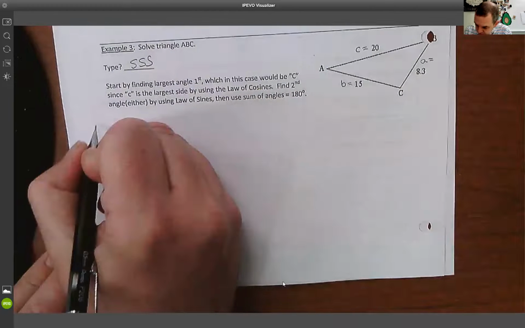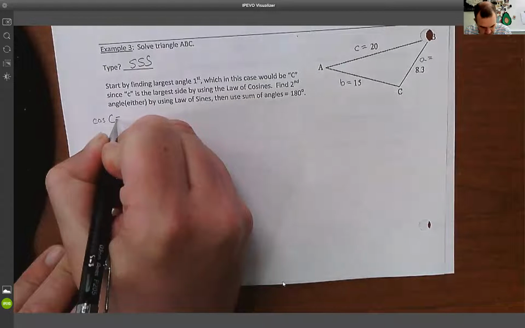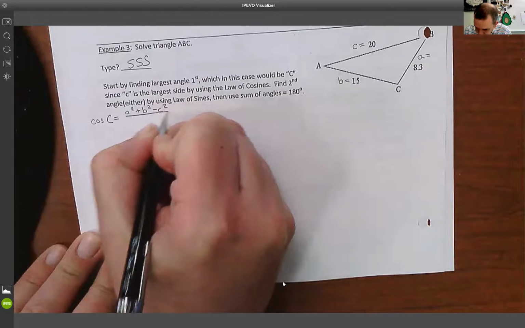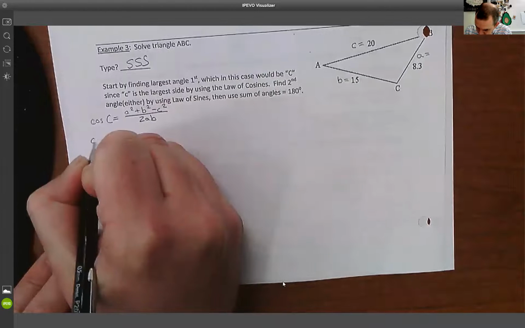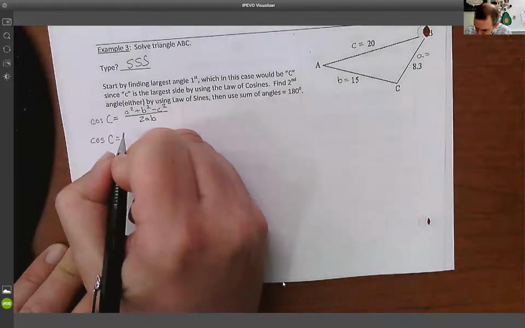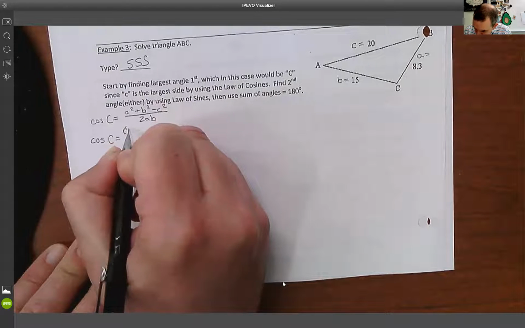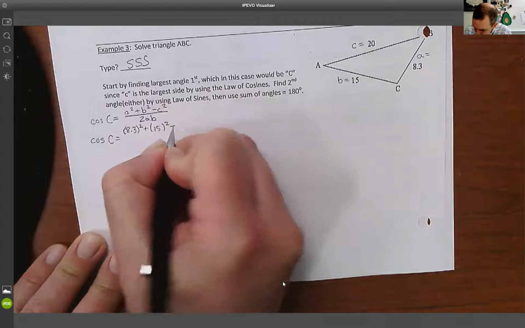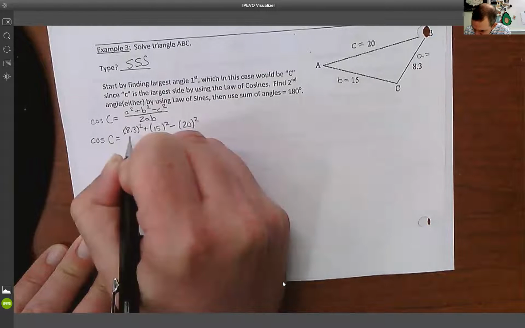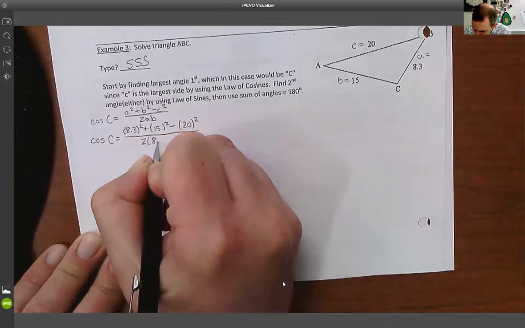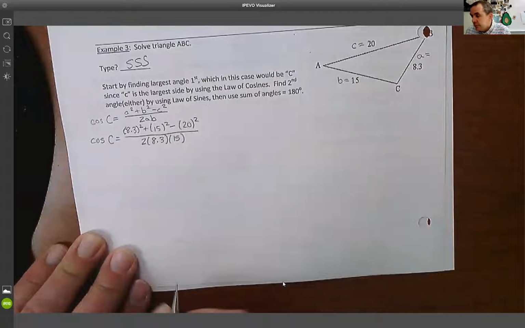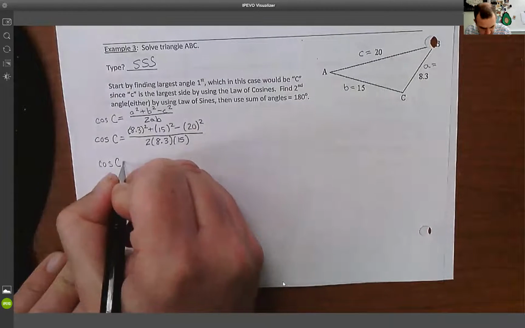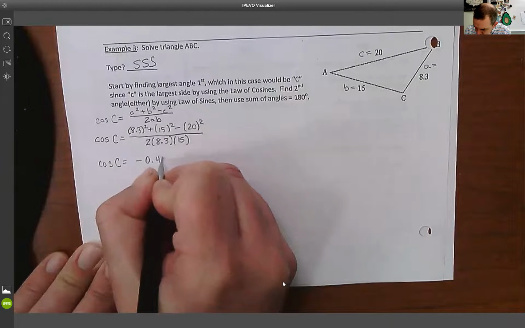I'm going to say that cosine of C equals A squared plus B squared minus C squared divided by 2AB. And I'm going to plug and chug. Cosine of C equals 8.3 squared plus 15 squared minus 20 squared divided by 2 times 8.3 times 15. Go to my calculator, type in this big old expression in my calculator. I'm going to get the cosine C equals negative 0.426.